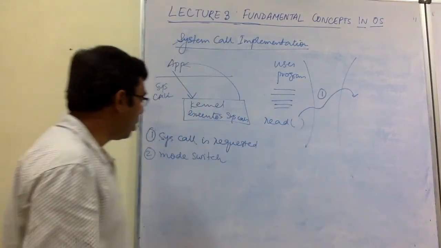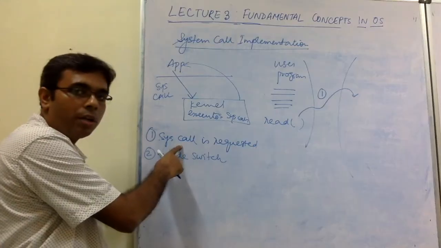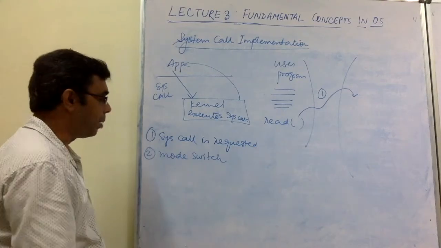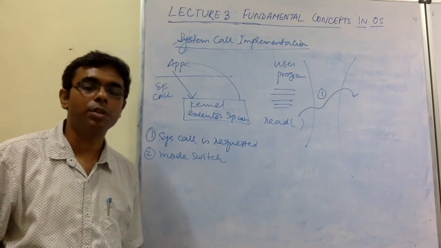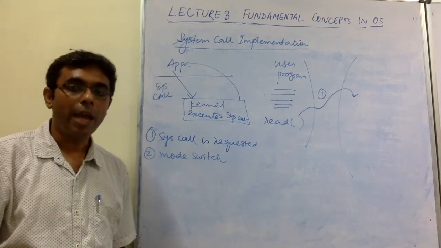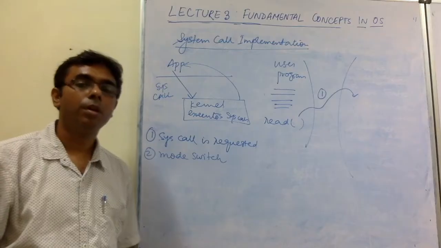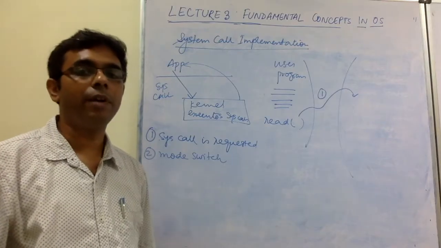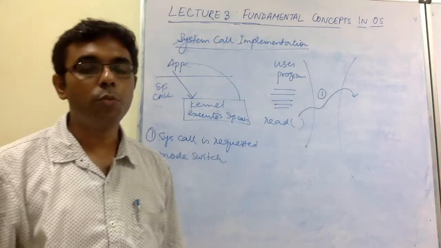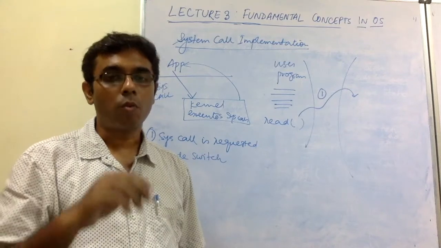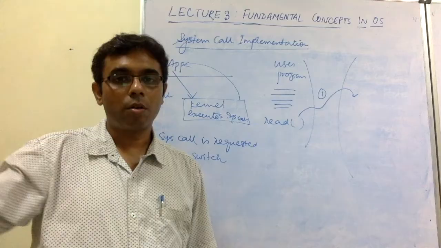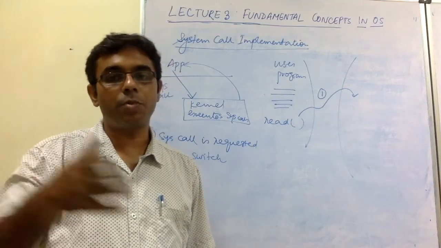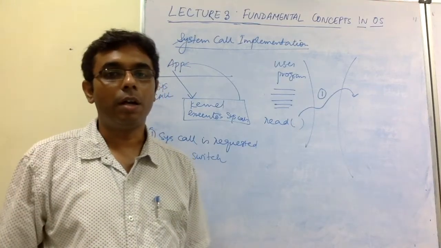Now, because this system call is a software generated interrupt, you already have seen that system calls are software generated interrupts. And as in the case of any interrupt, you need to have some kind of an interrupt vector, which would tell what the corresponding interrupt service routine is. I mean, what is the interrupt service routine corresponding to that particular interrupt.